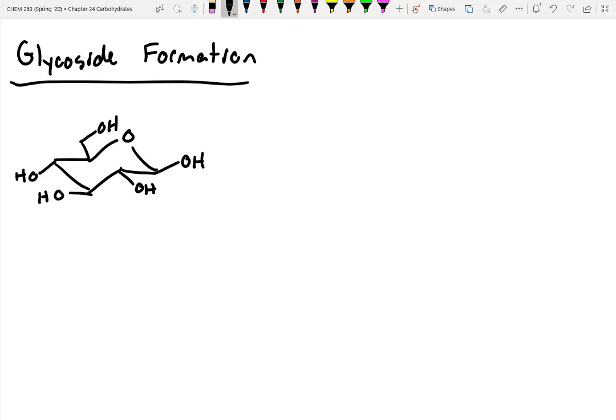And the first step in glycoside formation is to react it with an alcohol. In this case, I'm going to call my alcohol just a generic HOR. And I'm actually going to change the color to green just so you can keep track of all of those atoms. And in addition, you need catalytic acid.